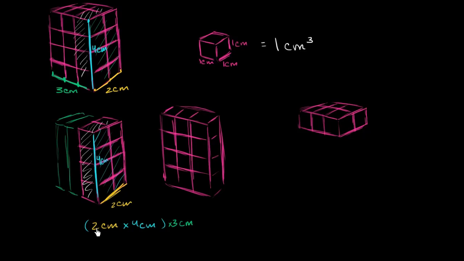Let's see if that works out. 2 times 4 is 8, times 3 is 24. Let me do that in that pink color. 24 centimeters cubed, or I could say cubic centimeters. So that's one way to measure the volume.